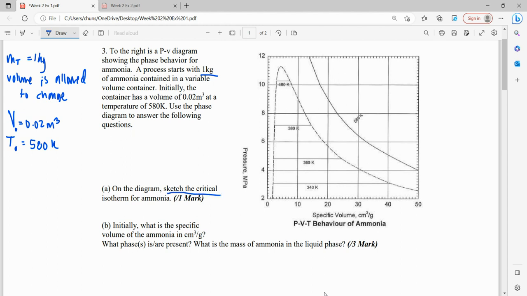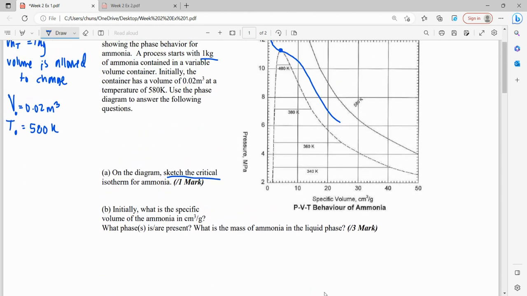So first I want us to sketch the critical isotherm for the ammonia. So we know our critical point is at the tip of our sloped envelope. So we could just draw that like this. It doesn't have to be perfect, but know the tie line does lie on that part. So this is our critical isotherm.